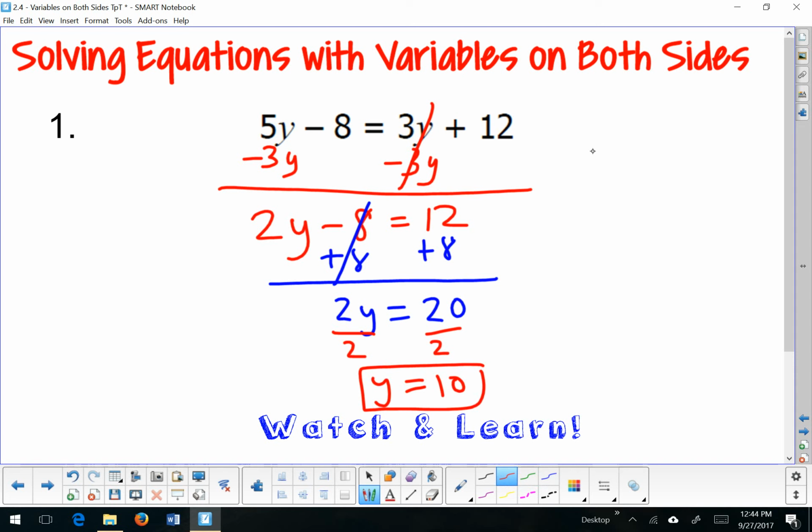So you notice I used my addition property of equality twice before I moved on to my division property of equality. Let's take a look at another question.